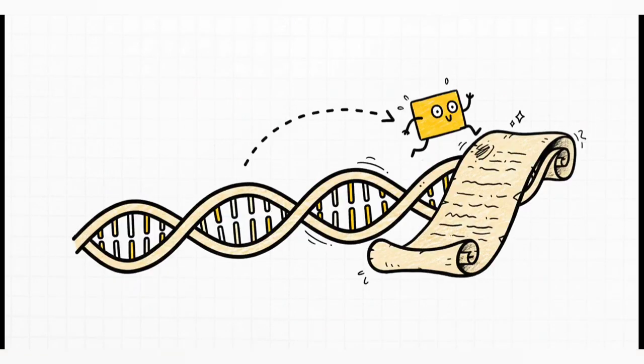Yeah, because it turns out there are these secret editors hiding in the code, transposable elements. You can picture them as these little snippets of DNA that can literally cut themselves out of one spot and paste themselves into another, rewriting parts of the genetic story as they go.